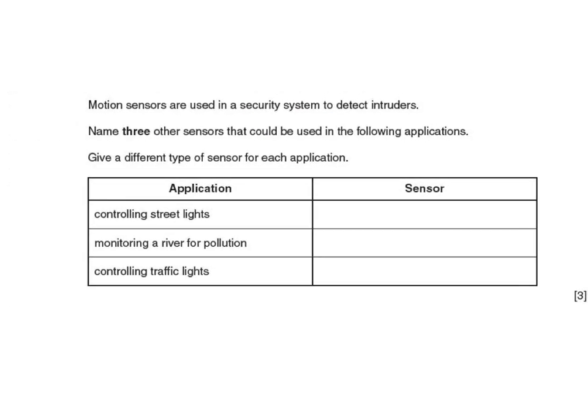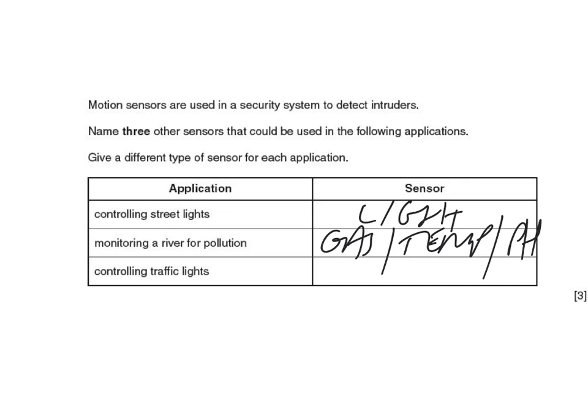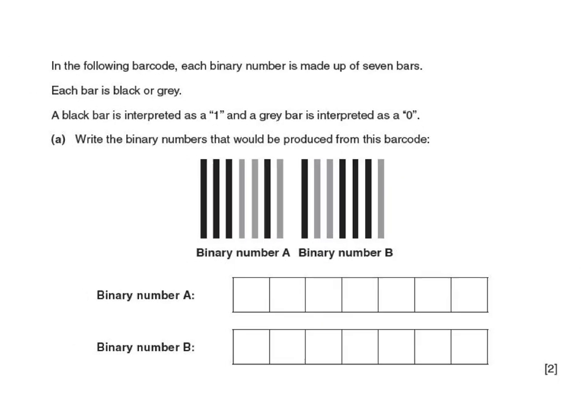There we go, same as the other one. Type of sensor: street lights, well, light; monitoring pollution, and a level. You could have gas, temperature, pH could work there too. Controlling traffic lights, magnetic, pressure we've said before. Again, I think that's covered, so I'll just skip all those ones for now.